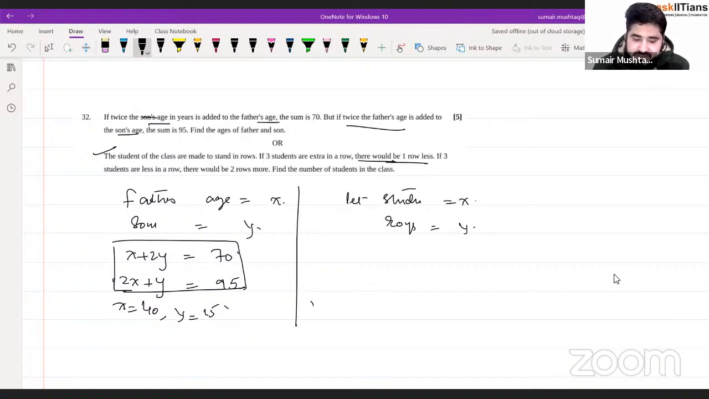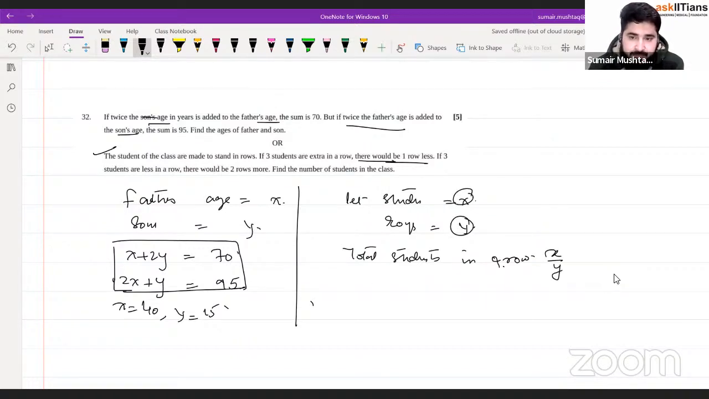What's the first condition? Can I say in each row how many total students are in a row? Come on, tell me. How many students will be in one row? See, these are the total students, and these are the total number of rows. Isn't it x by y?